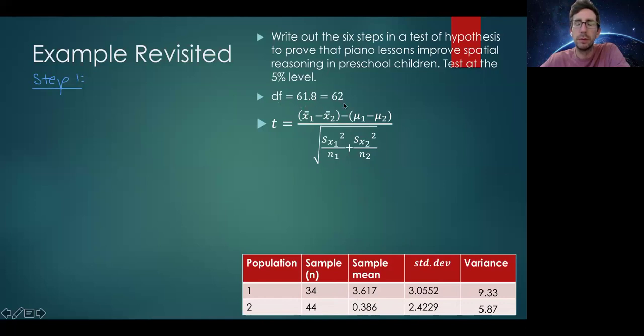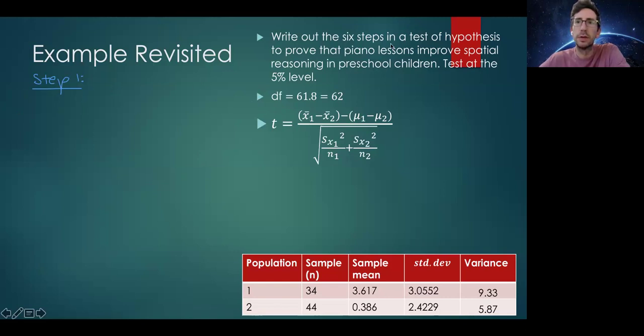In the first part of that video, we just calculated the degrees of freedom based on the formula a couple of slides ago. So if you haven't watched that video, go back and watch that video to see how we got the degrees of freedom being equal to 61.8 and rounding up to 62.